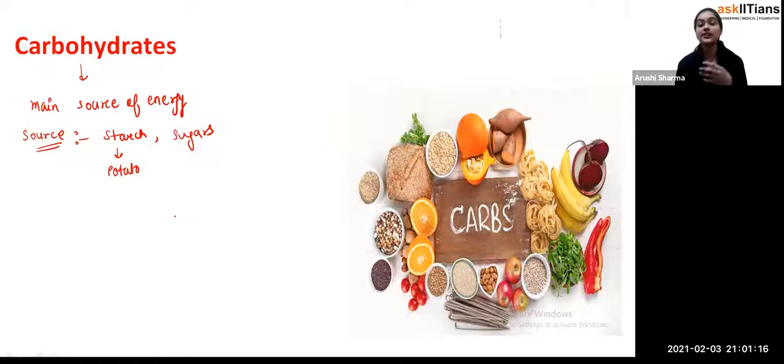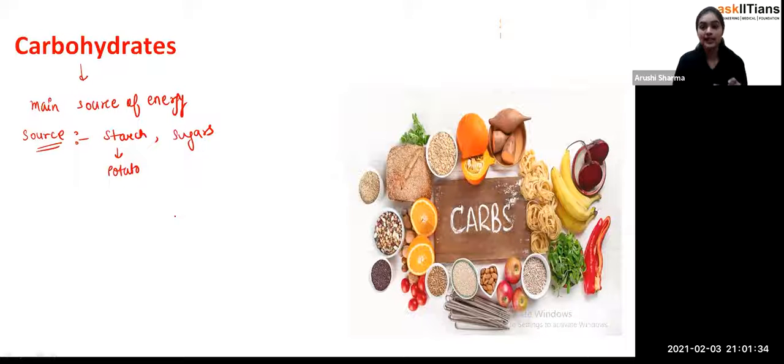Now students, we have different carbohydrates as well. Okay, we'll discuss this. But if I ask you why the carbohydrate is important for us, as we have seen, the supplier of the energy is what?